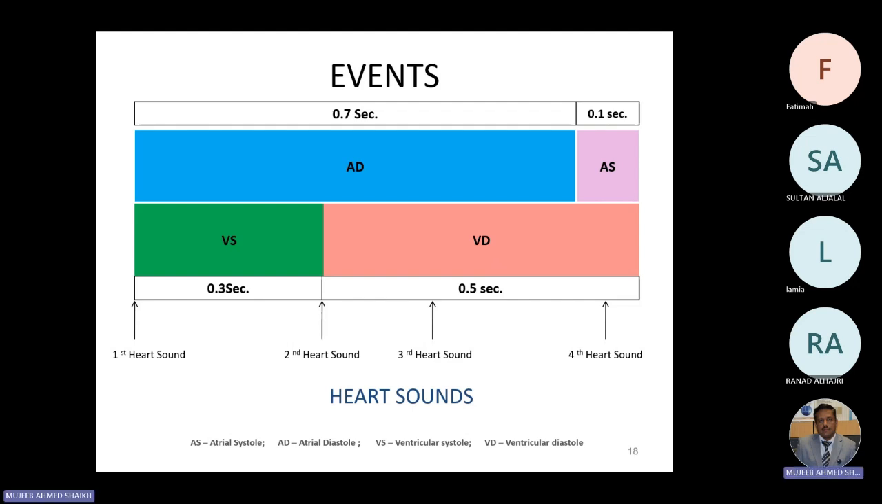So if you want to know where exactly the sounds are appearing, simply remember first heart sound at the beginning of the ventricular systole, second heart sound at the beginning of the ventricular diastole. So the first heart sound is marking the systole starting. The second heart sound will indicate the ventricles are going into relaxation now. Whereas the fourth heart sound is just before the first heart sound, and the third will be in between the second and fourth heart sounds.